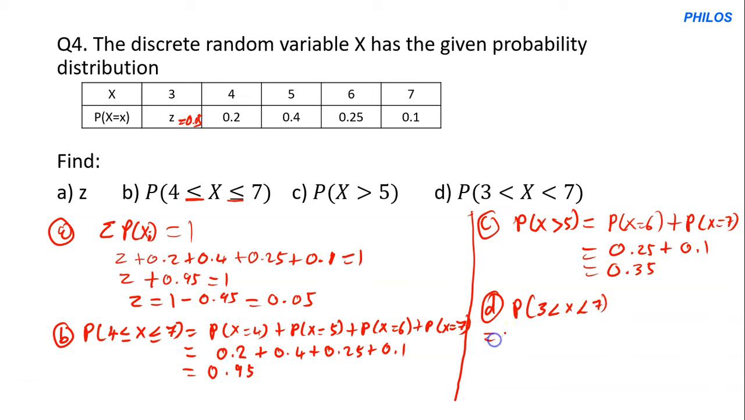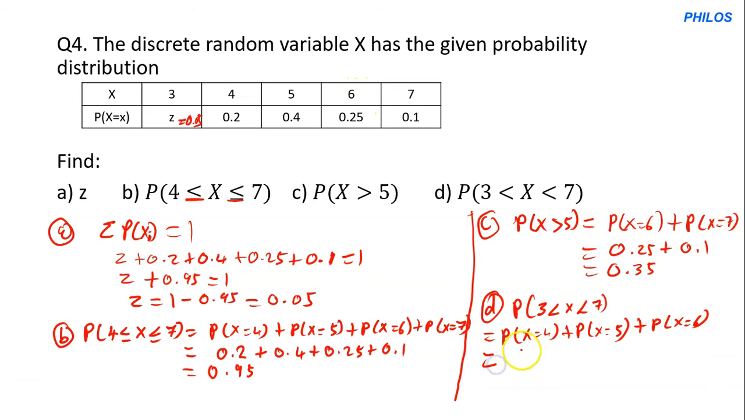It means that the probability that x is exactly 4, or x is exactly 5, or x is exactly 6. We won't include 7 and 3 because there is no equal to sign here or here. So it's between 3 and 7. The values between 3 and 7 are 4, 5, and 6. So we add their probabilities.